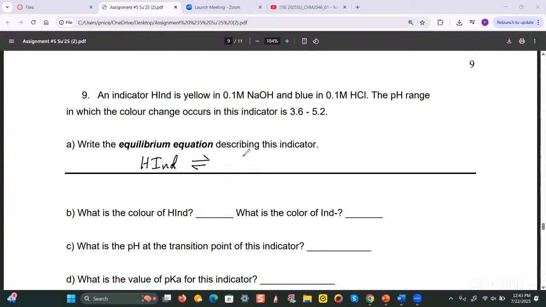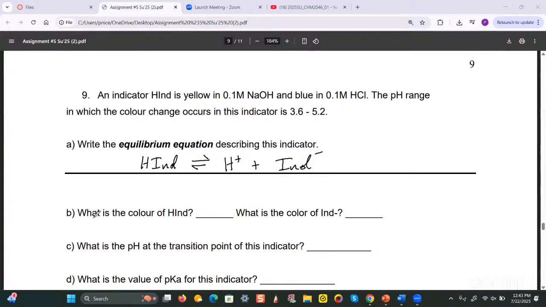When this dissociates, what would be the products? Is it just that dissociated? Yeah, okay, so HInd, yeah, that's a weak acid. So what would be the products? H plus and Ind minus, exactly. Okay.